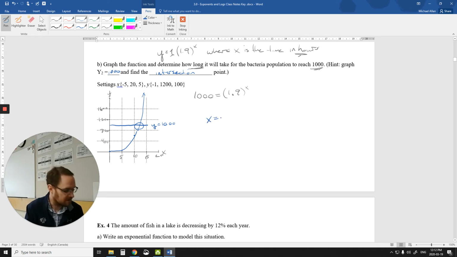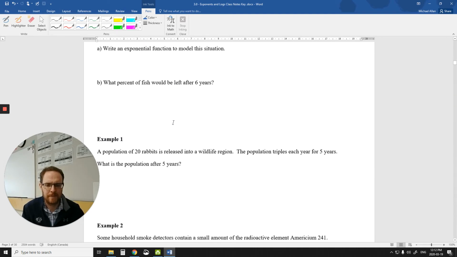But we're going to have x is equal to something. Oh, I see my intersection point there. So second trace intersect. And we get an x is equal to, if I move my hand, 10.78, or 10.76, so that's about 10.8 hours to reach the 1,000 bacteria that we wanted there. You can see that's just slightly past the 10. Okay, let's keep on going.